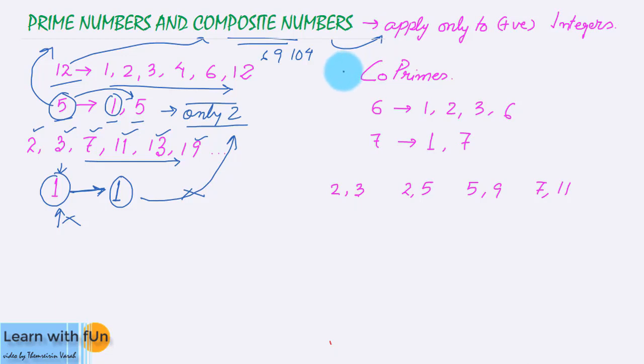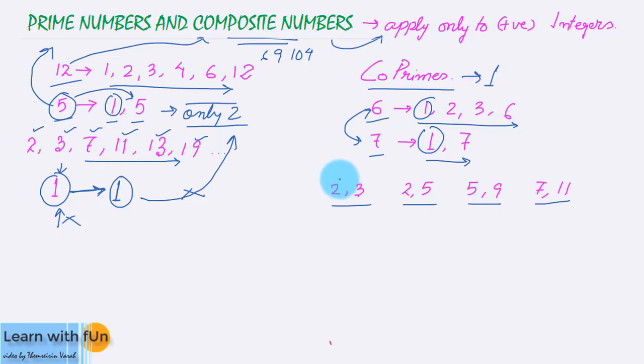What does it mean? Let's take 6 and 7 and find their factors. The factors of 6 are 1, 2, 3 and 6, and those of 7 are 1 and 7. We will see that the only common factor between 6 and 7 is 1. In that case, we can say that 6 and 7 are co-primes. So when you say two numbers are co-primes, they have only one common factor, which is 1.